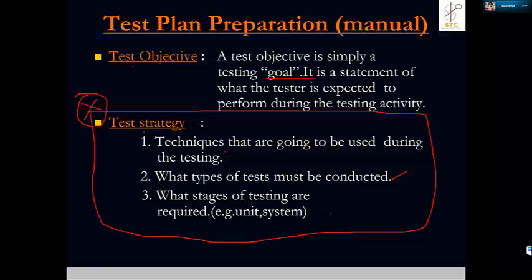And we'll have test strategy. What are the techniques we are using, what tests we are conducting, and what stages of testing we are doing, and all. For example, here we can write equivalence partition, boundary value analysis. What types of tests must be conducted? We'll write only functional testing, because we are not doing any security testing or load testing or any other testing. What stages? Only functional, only system. Sorry, we are not doing unit testing or any other testing.